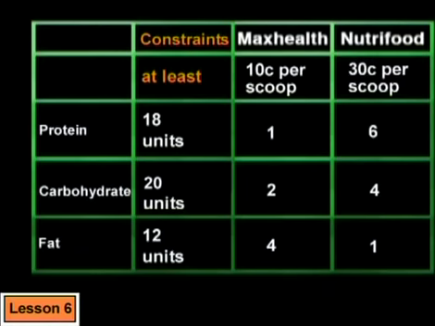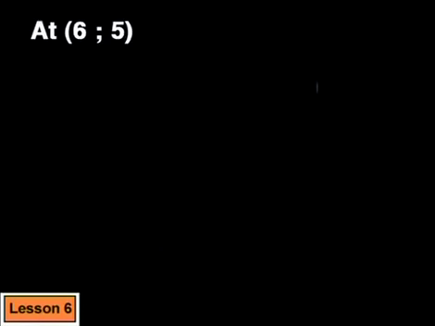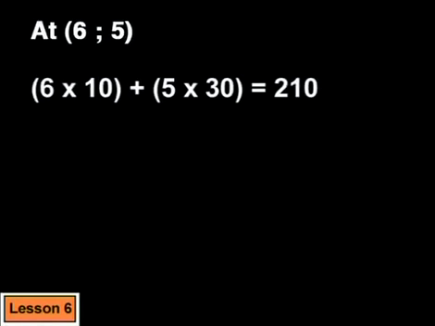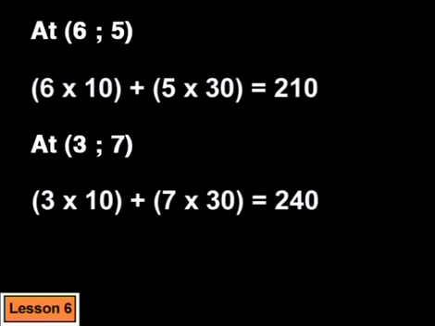Now we can test some points in the feasible region. How about this point, 6, 5? This point represents a combination of 6 scoops of Max Health and 5 scoops of NutriFood. At this point, the cost will be 6 times 10 plus 5 times 30, that's 60 plus 150, which is 210 cents. That's 2 rand and 10 cents. Let's choose another point, 3, 7. That's 3 scoops of Max Health and 7 scoops of NutriFood. 3 times 10 plus 7 times 30 comes to 240 cents.